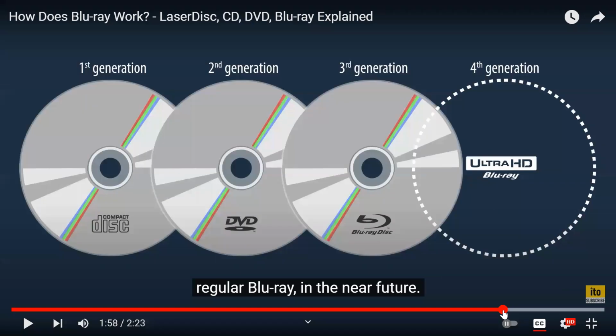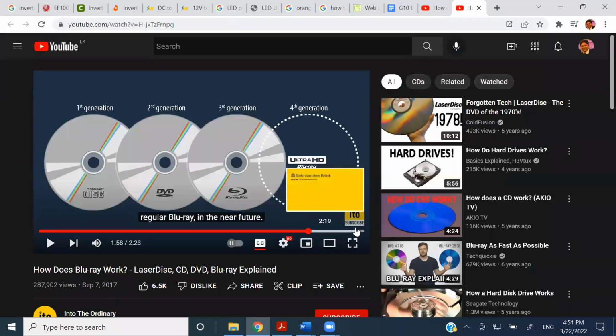Okay, they are giving you the hint that the next generation of the CDs, which is called the Ultra HD Blu-ray, is going to be there, right? So we'll see when it is here how capable it is compared to the Blu-ray. So that is how the optical media works.